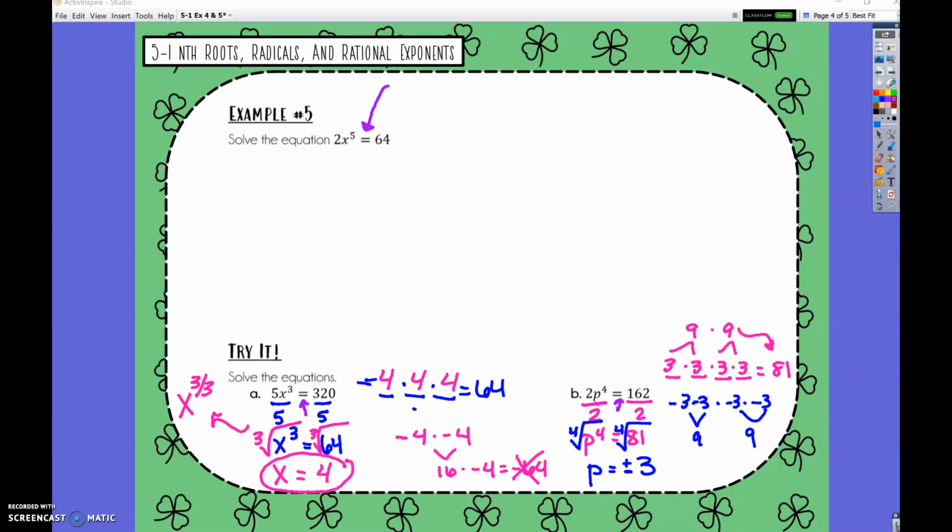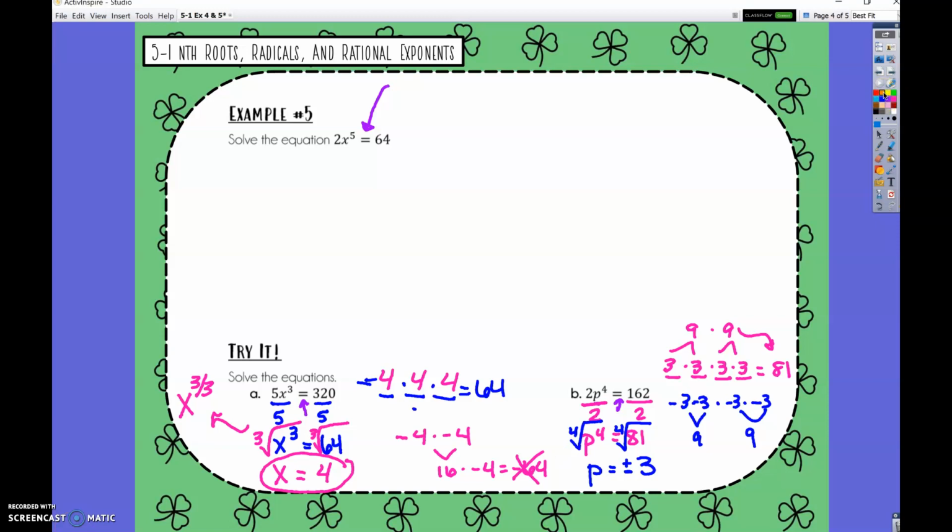So in a quick pause right here, your e-learning quiz today has a question that follows this video asking you why part A only has one solution with an x equals 4, but part B has 2 solutions, p being 3 and negative 3. Take a second to answer that question now.